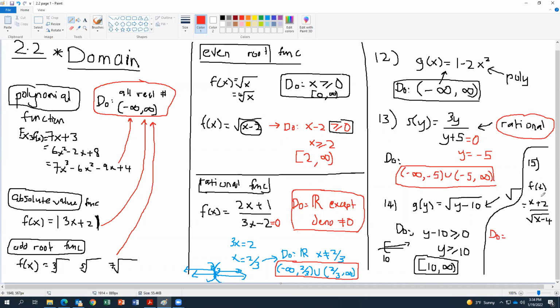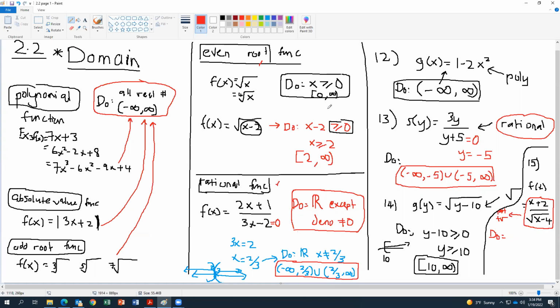This function that we have here is a combination of rational and even root. Rational is because it has a fraction, and root, it has the square root underneath it. So it has a rational plus the square root. That's why this is very special. Now, rational, if you remember, says the denominator cannot be 0. And even root says that your root here has to be at least positive or 0.